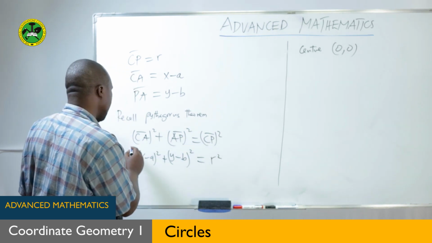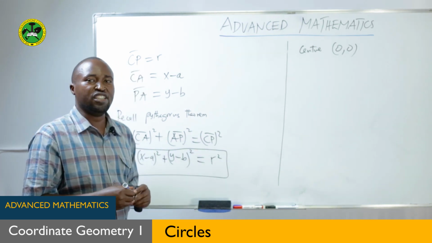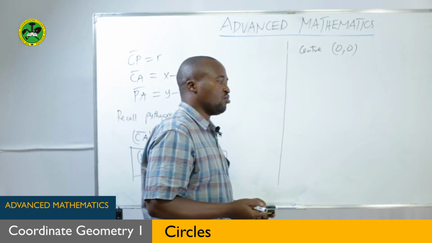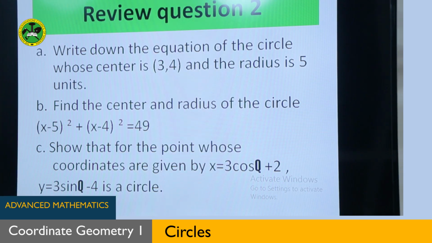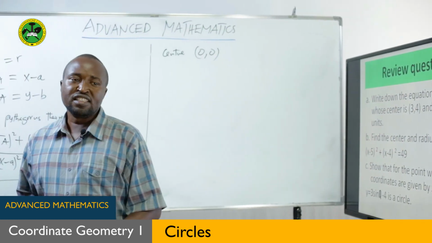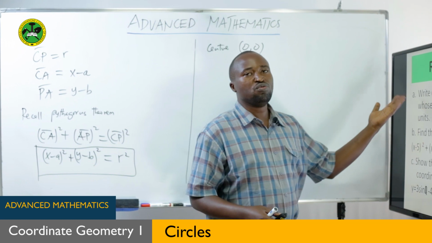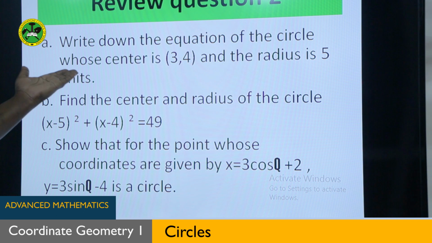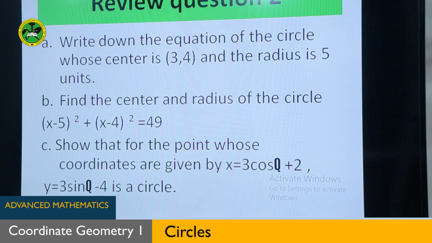Now we have the general equation of the circle in which the center is not at the origin. So, my dear student, let us proceed with the review questions that use this general equation. We have question number 2a: write down the equation of the circle whose center is (3, 4) and the radius is equal to 5 units.